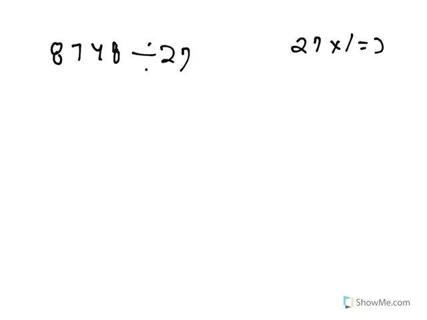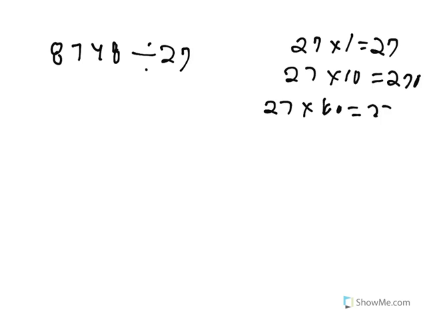So here's a second approach. On the side, I'm going to say, well, 27 times 1 is 27. 27 times 10 is 270. And 27 times 100 is 2,700. 27 times 1,000 is 27,000. That's already bigger than 8,748. So the answer is somewhere between 100 and 1,000.